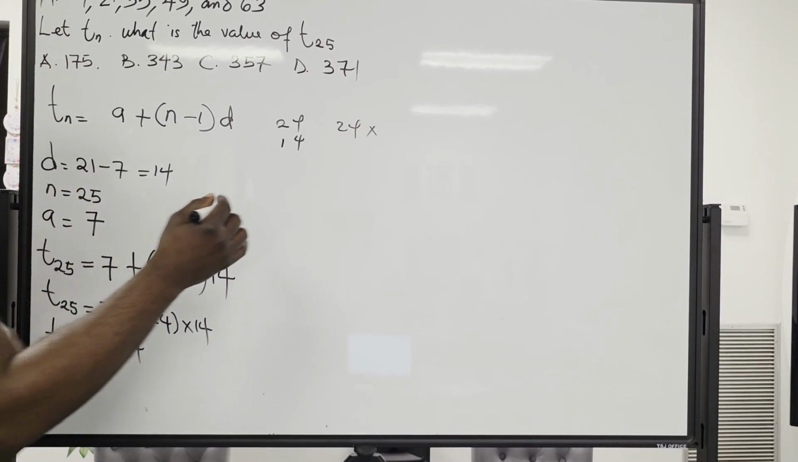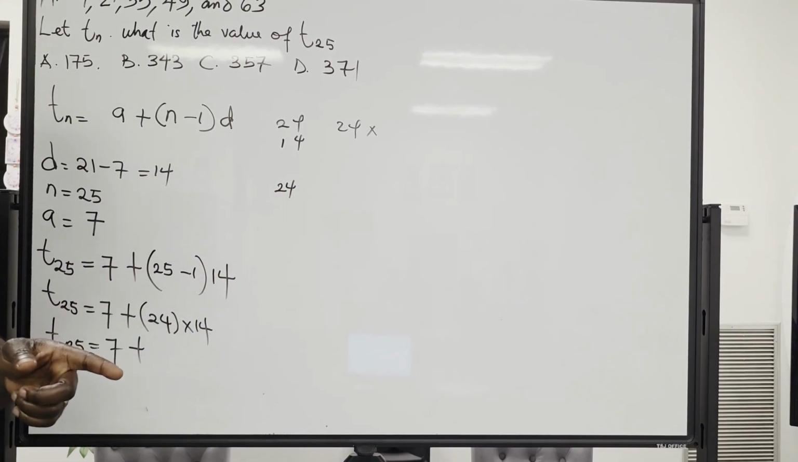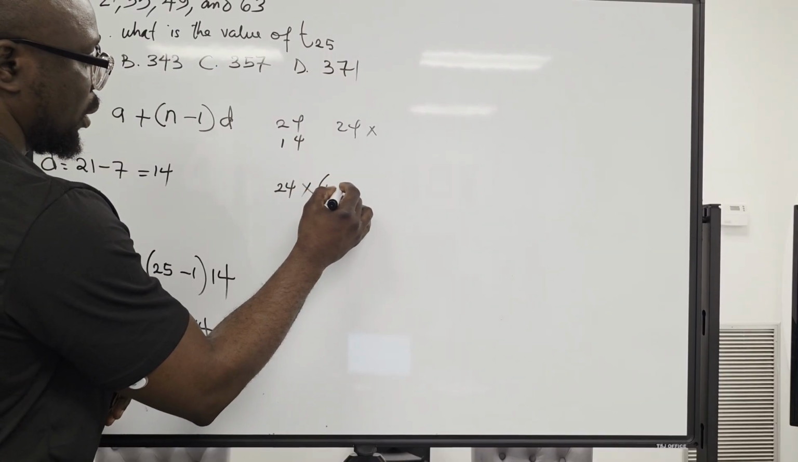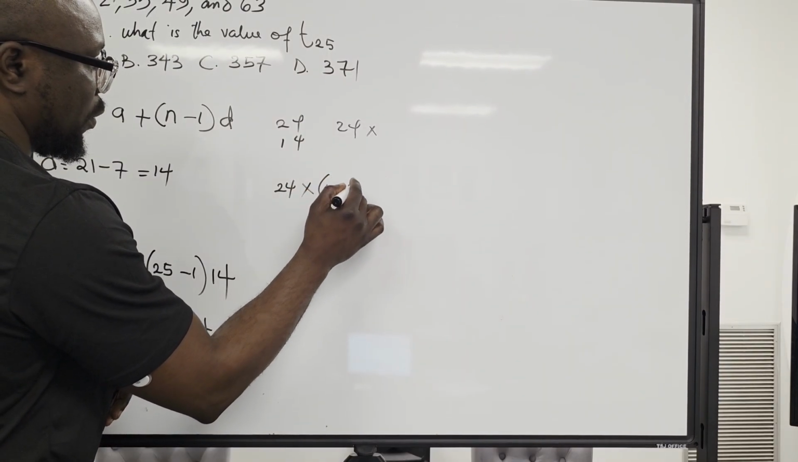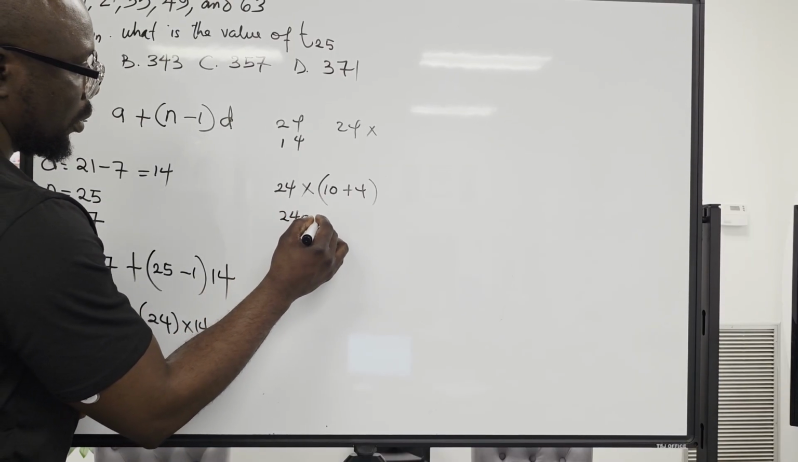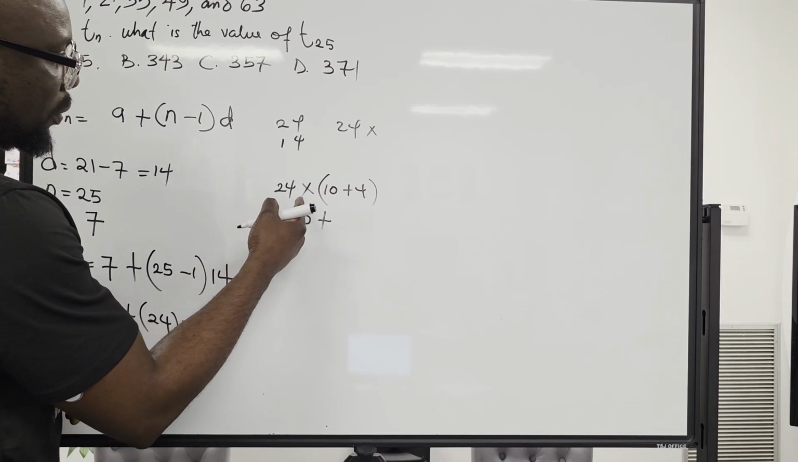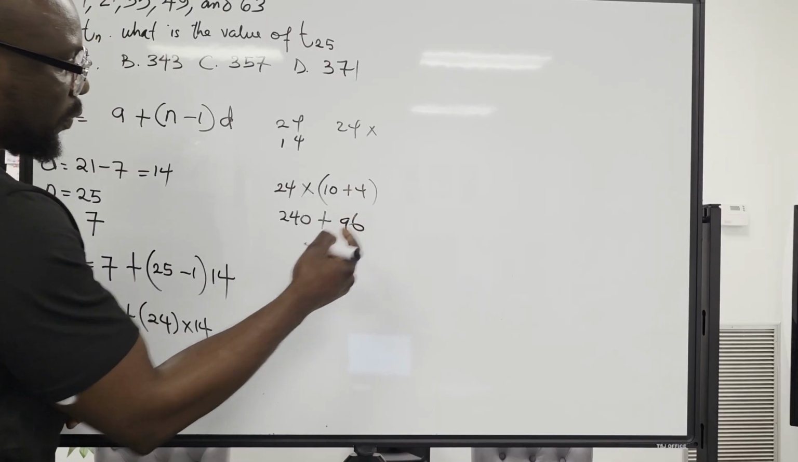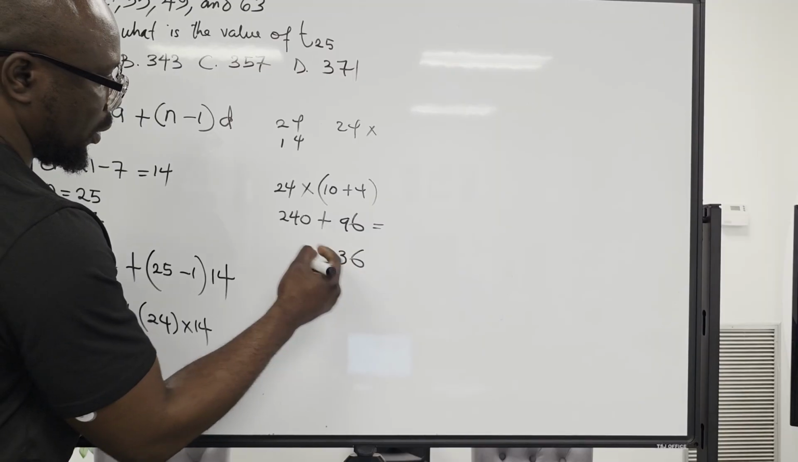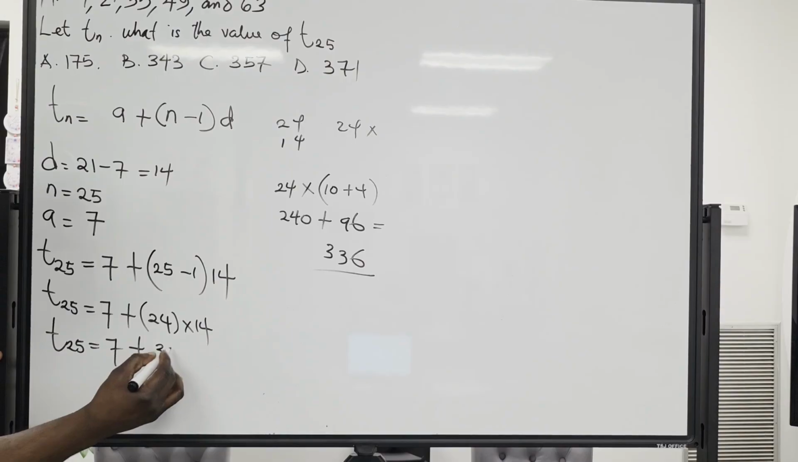There are many ways you can do this. If you don't have a calculator, but you're going to have a calculator in your exam, 24 times 14 is the same thing as 24 times 10 plus 4. So 24 times 10 is 240, plus 24 times 4, that is 96. So 240 plus 96 should give us 336.